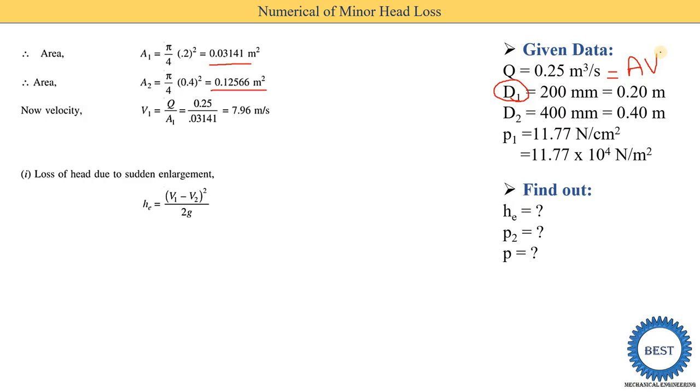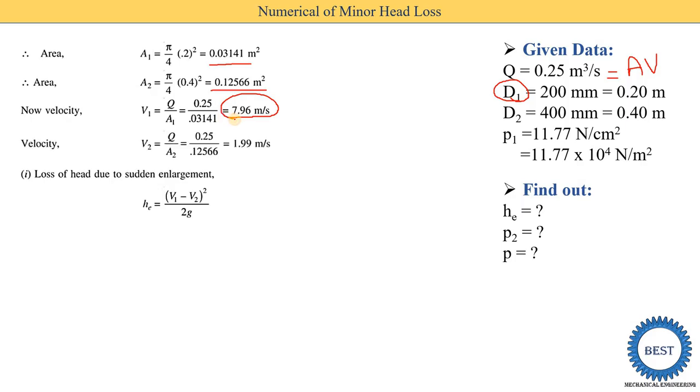So V1 is equal to Q divided by A1. From these equations we need to find V1. Area is on the right side, so on the left side it is Q divided by area is equal to velocity. So V1 is equal to Q divided by A1. Value of Q is 0.25 divided by A1. A1 we already calculated, it is 0.03141. So we find V1, V1 is equal to 7.96 meter per second.